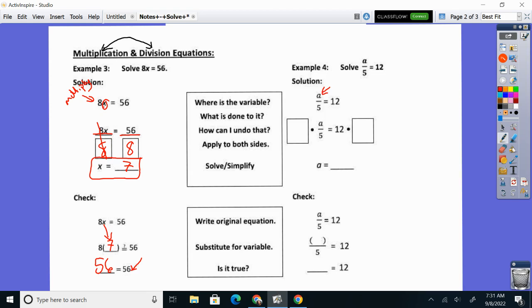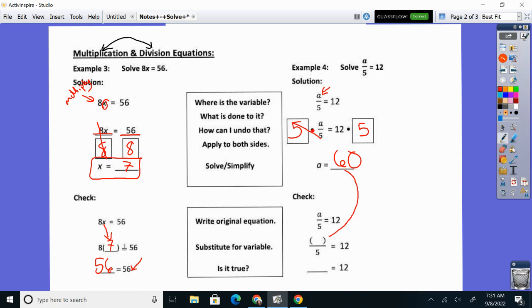Okay? Since it says divided by 5, I'm going to do the opposite, and I'm going to multiply. This dot represents multiplication by 5. I'm multiplying by 5. Remember, you do it on one side, you do it on the other. 5 times 1/5 cancels. So I'm left with a equals 12 times 5, which gives me 60.